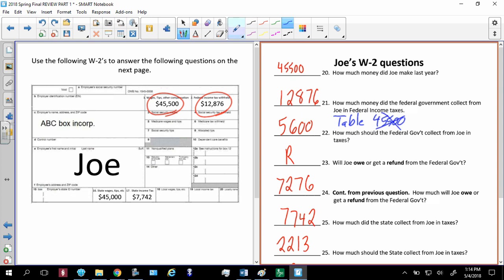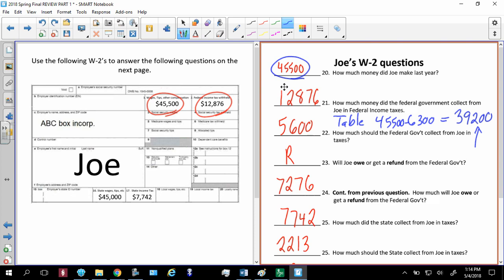If you remember, when you're filling out your taxes for the federal government, you have this infamous 6,300. What you're going to do is take how much money Joe made and subtract 6,300. Why 6,300? I don't know. That's a special number the IRS loves. So when you do that, 45,500 minus 6,300, you get $39,200, I believe, if I do that quickly. That is the number you look up.